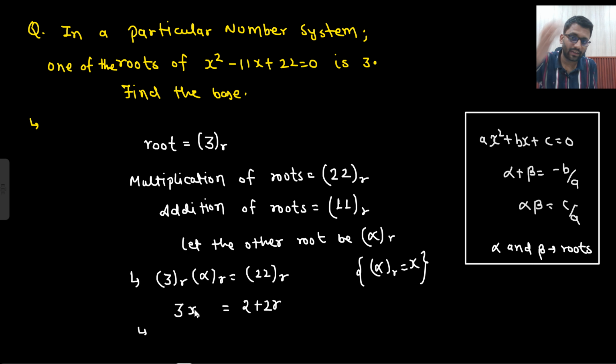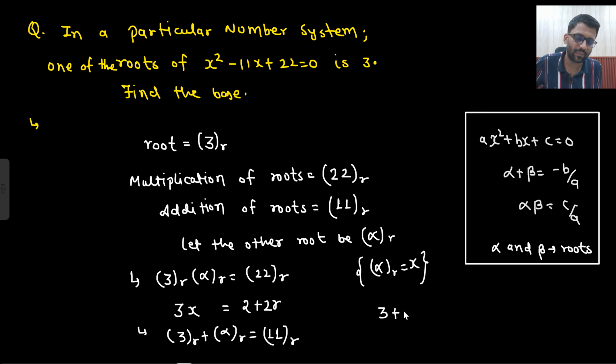What other equation can I get? Addition of roots. So 3r plus alpha r would be equal to 11r. Again I will not perform any operation, first I will convert it to decimal. So I get 3 plus x is equal to 1 into r to the power 0, which is 1, plus 1 into r to the power 1, which is r. So 2 equations I am getting, this was the first one, this is the second one.